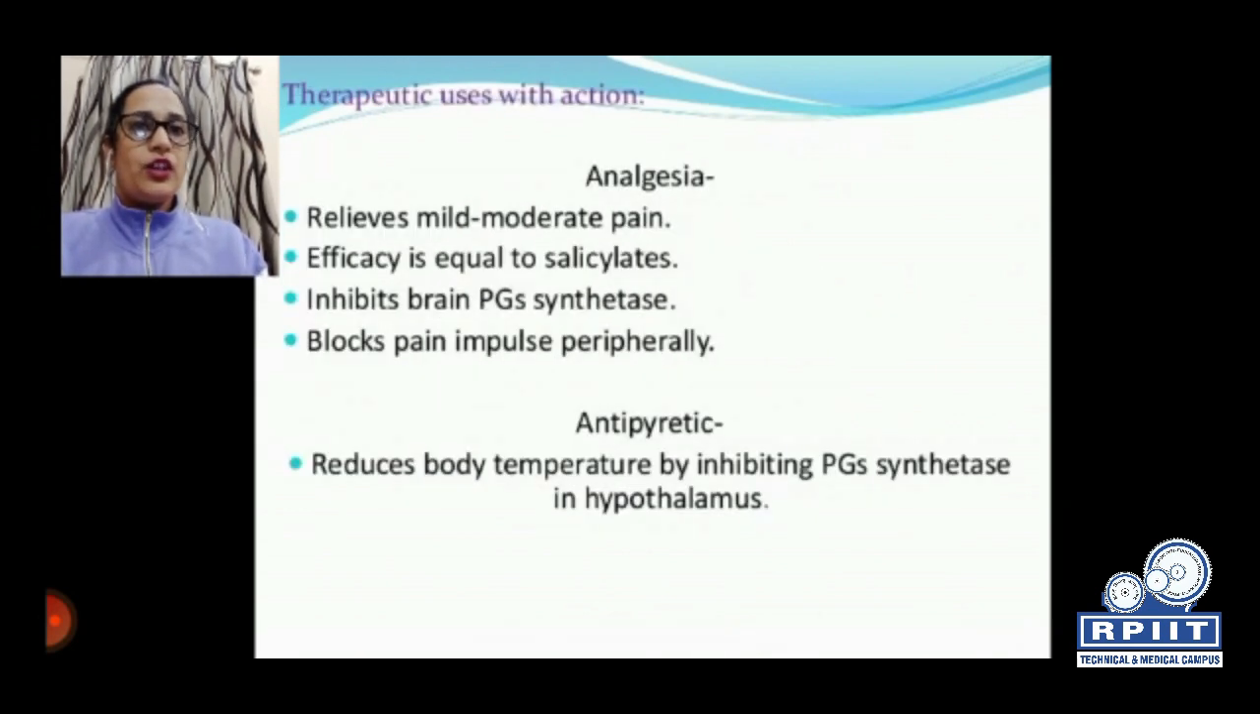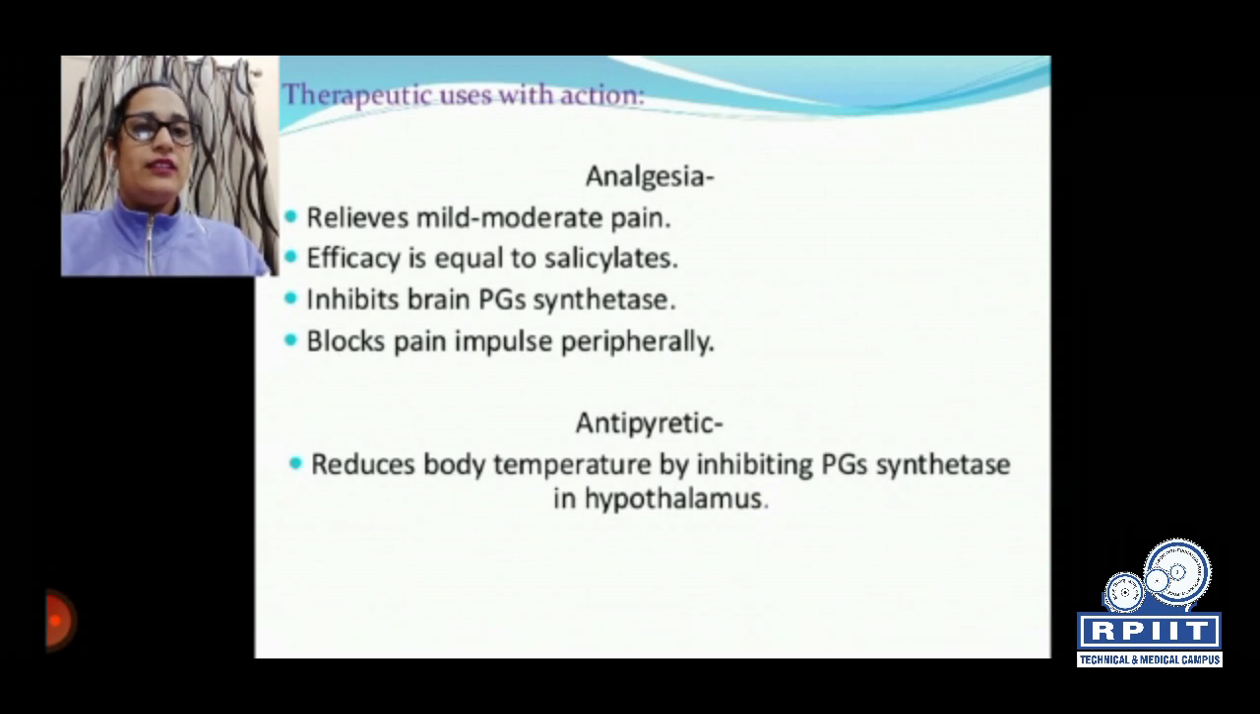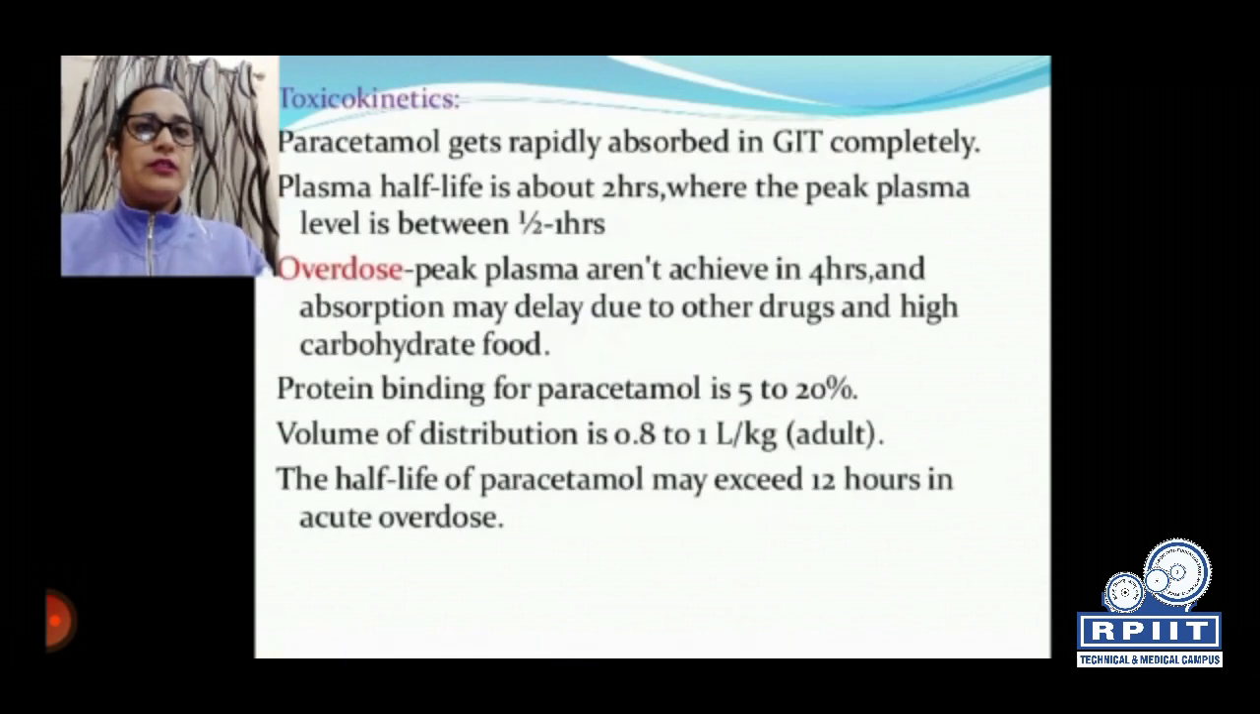If we talk about the therapeutic uses of paracetamol, it has analgesic effects and antipyretic actions. As an analgesic, it relieves mild to moderate pain by inhibiting the synthesis of prostaglandin synthetase. Its efficacy is equal to salicylates as it blocks pain impulses peripherally, whereas as an antipyretic drug, it reduces body temperature by inhibiting prostaglandin synthetase in the hypothalamus.